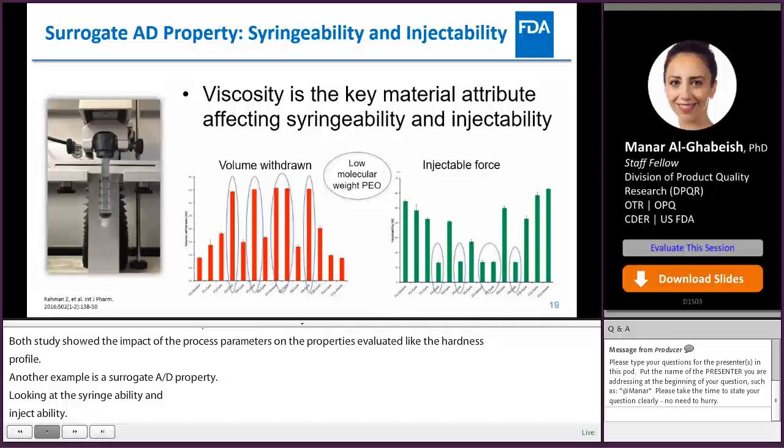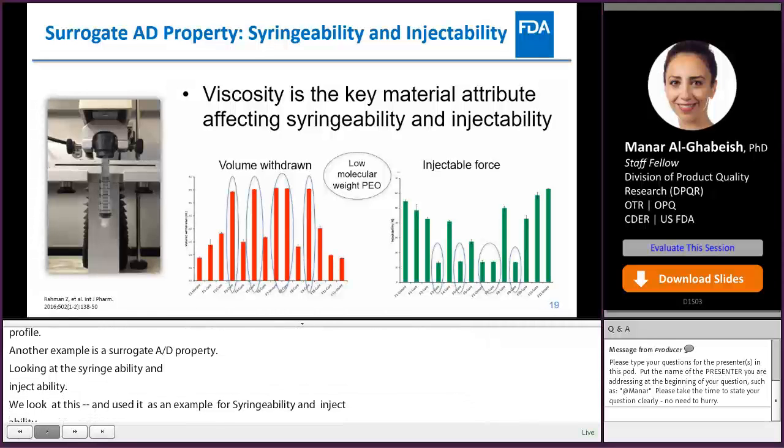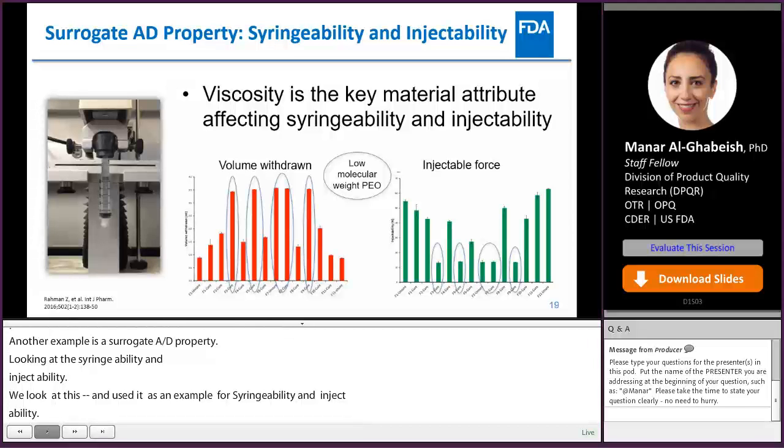The PAO of low molecular weight and thus low viscosity showed a significantly higher withdrawn volume and a lower injectable force compared to the PO of higher molecular weight. This PO probably may not be suitable to make a formulation which is abuse-deterrent by syringeability.